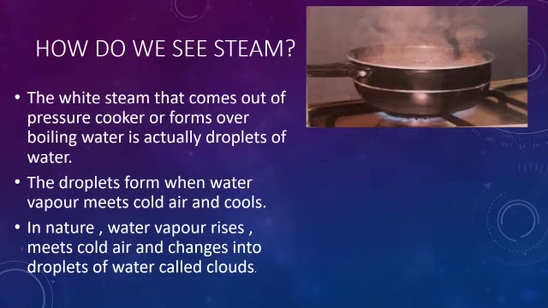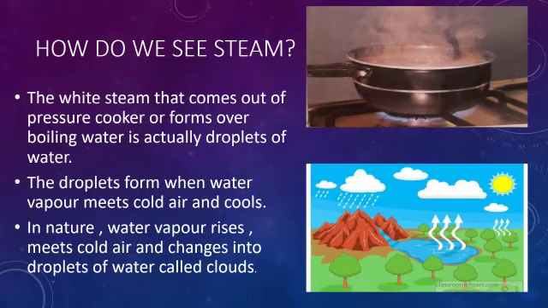So children, let us discuss this. As it is shown in this picture, in nature, because of sunlight, the waters from rivers, lakes and oceans changes into water vapor. Then this water vapor rises up in the sky. When the water vapor reaches up in the sky, it meets cold air and it turns into tiny droplets of water. These water droplets come together to form clouds.